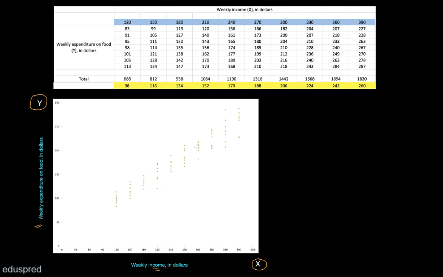These dots that you see over here are representing these points. For example, when income is 120, at this level we have 7 dots because we have 7 households. This dot is 83, this dot is 113, and then we have the remaining 5 dots in between. Similarly, for income level 270, we have 7 dots over here. The minimum value that we have is 166, so this dot is 166, and the maximum value is 210, so this dot is 210. So this is how I have drawn this graph.